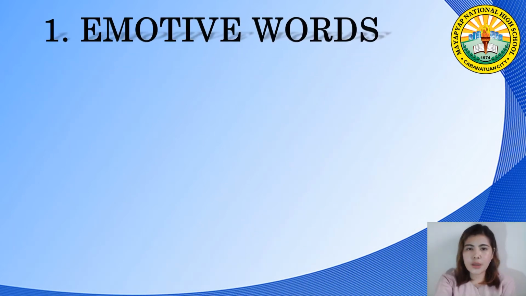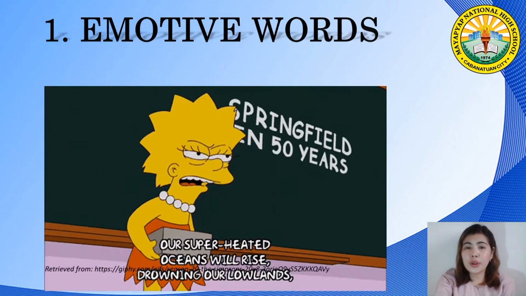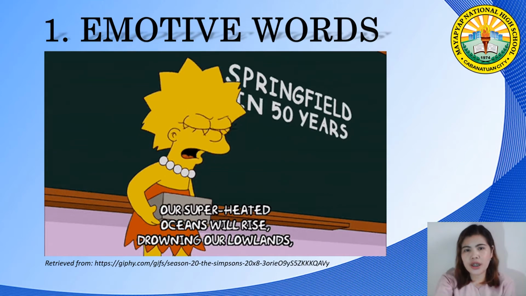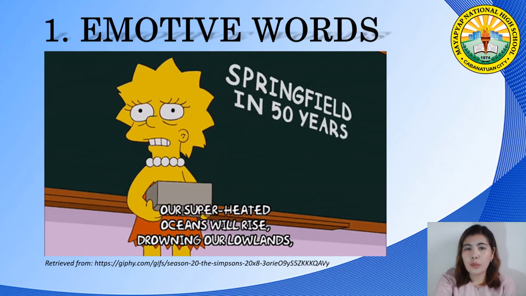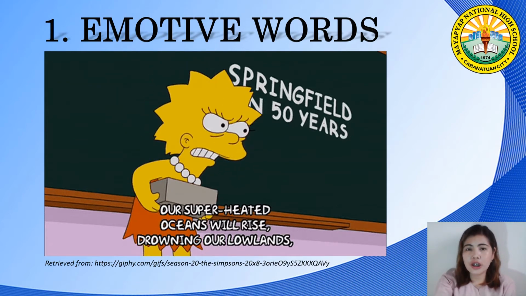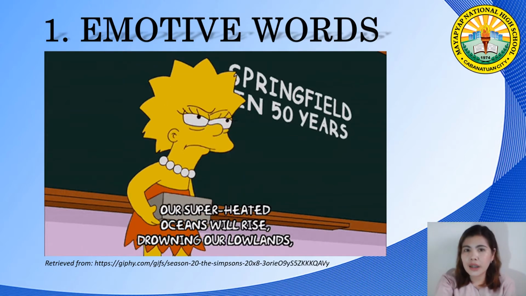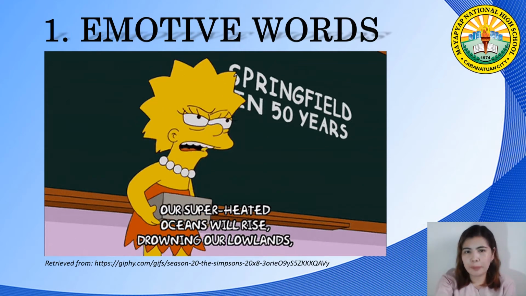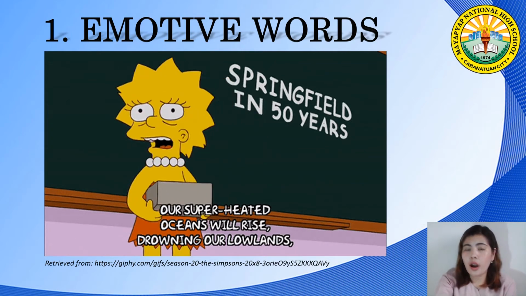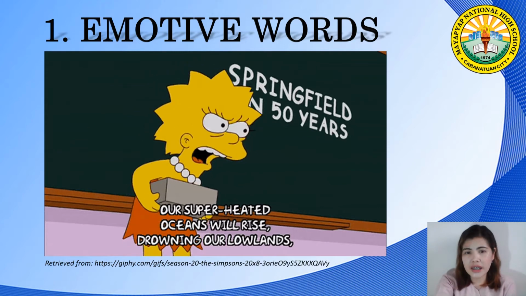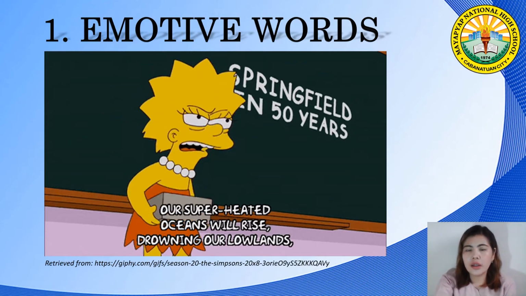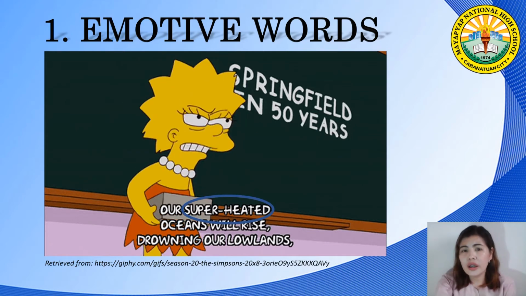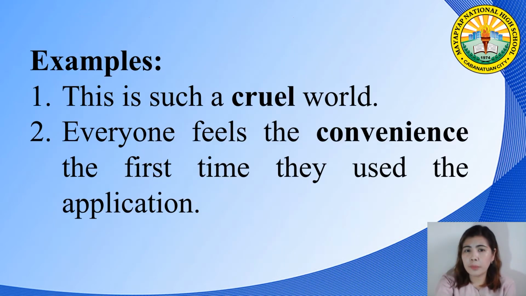The first one is the emotive words. Emotive words are used to arouse emotions that can help influence decisions and change opinions. Emotive words have immediate connotations such as happiness, joy, guilt, sadness, and fear. In this statement, "Our superheated oceans will rise, drowning our lowlands," the emotive word used is superheated, wherein it describes the fear of the speaker.